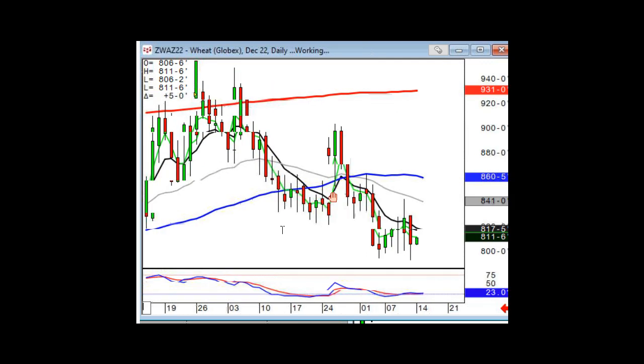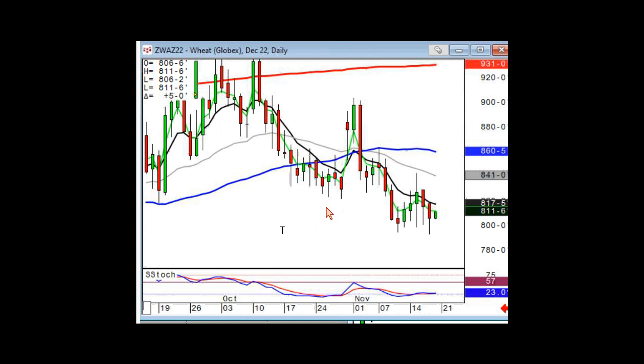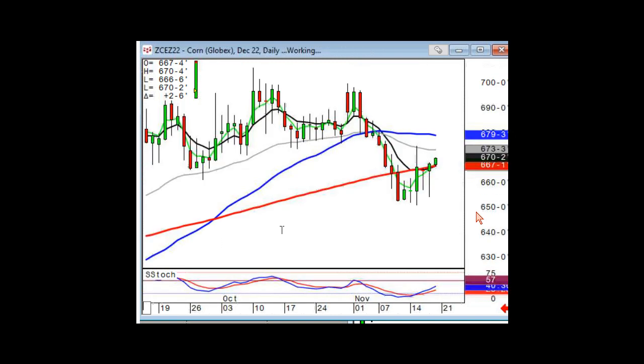Wheat right now is still in just kind of a junky slow down trend. And corn might be starting back up. Kind of your morning star type signal. You could be buying those, or buying corn anyways.